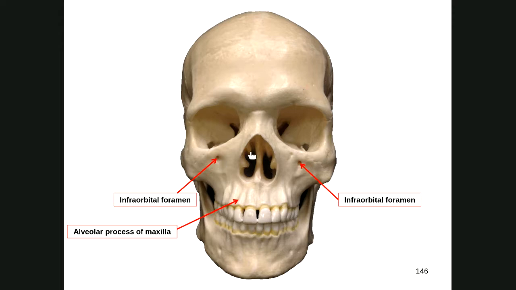What structure is this right here? It's the right nasal cochlea. Well, the middle. You don't have to be that specific saying left or right, but that is the middle nasal concha.